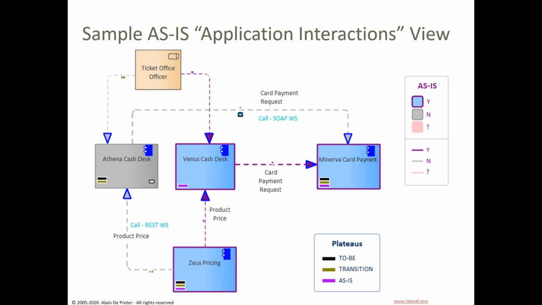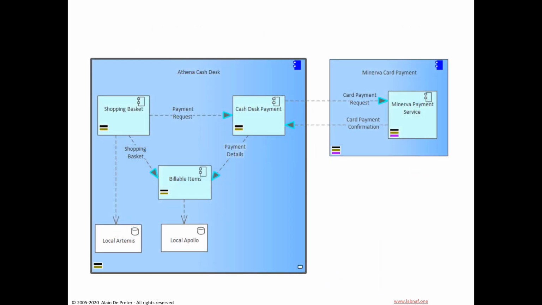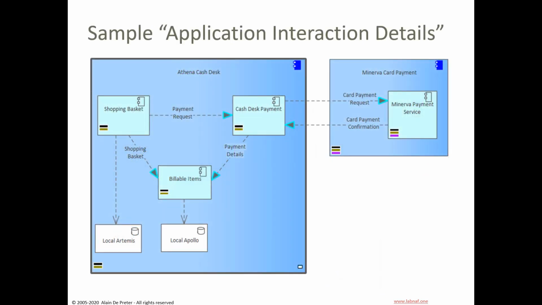And if I want to model more detailed application interactions, how do I do that? We can dive into application interaction details, and by the way, this is also the name of this viewpoint. Each application can contain application components and data stores. In Labnaf, there are specific types of elements and connectors at different levels of detail.